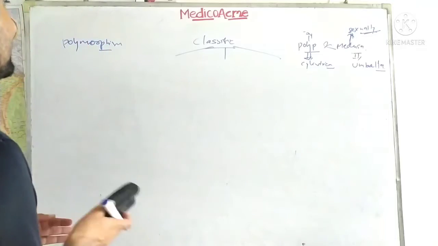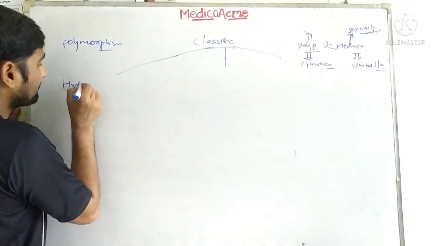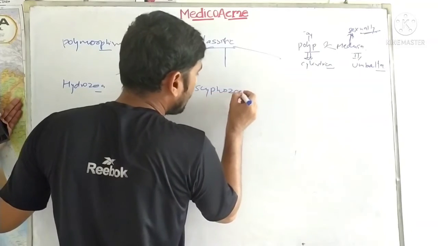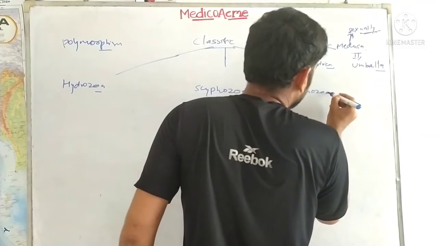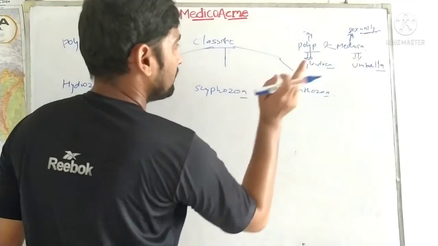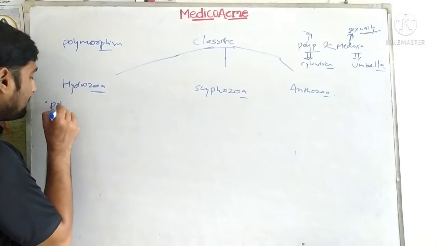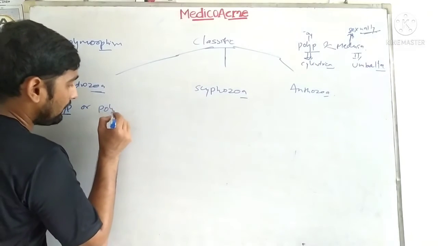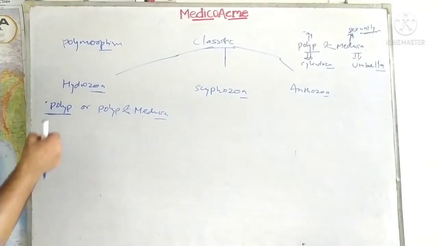So guys, let's classify it into 3 classes. First one is the hydrozoa. Okay. Second one will be the scyphozoa, and third one will be the anthozoa. So what is the difference between these? Polymorphism, I mean polyp and medusa forms in the same organism. But here in hydrozoa, you will find only polyp, or polyp and medusa. So polyp or polyp and medusa forms are found in the hydrozoa.